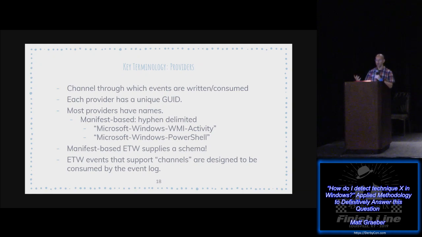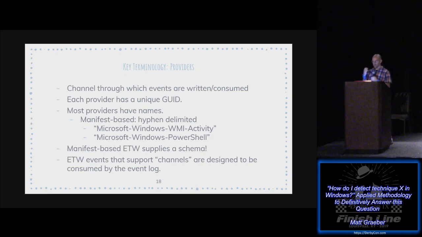But then when a consumer does come around, this is called an ETW trace session. This is the consumer of these events. So a trace session can subscribe to these providers, of which there are many, where each of which has its own unique GUID value, and many of which have human-readable names. So in manifest-based ETW, which we're going to be talking about mainly here, each one has a name, and they tend to be hyphen delimited. So the WMI one is Microsoft-Windows-WMI-Activity, right?